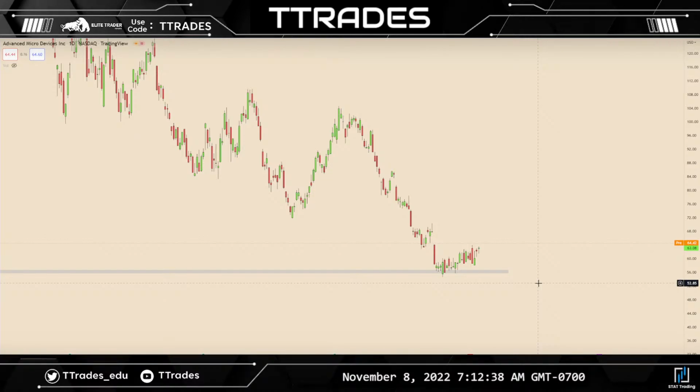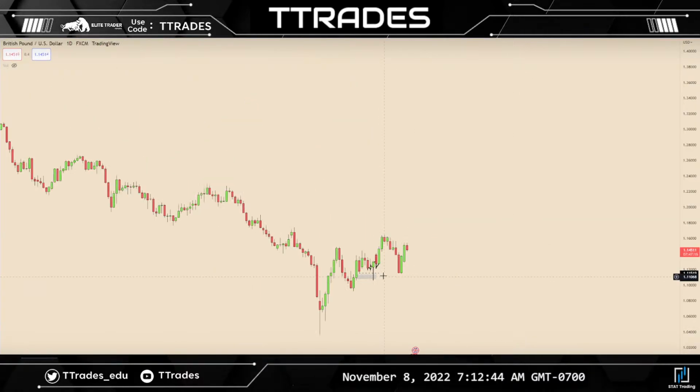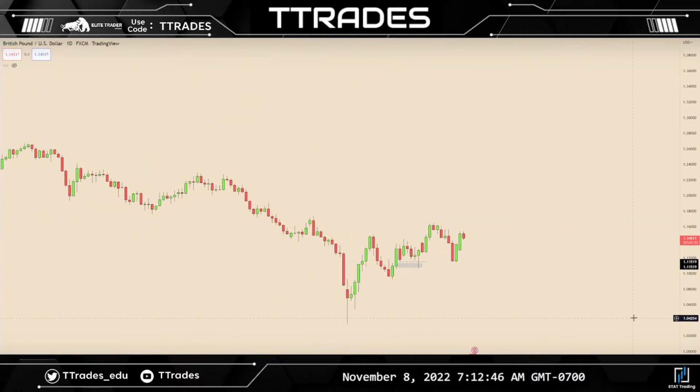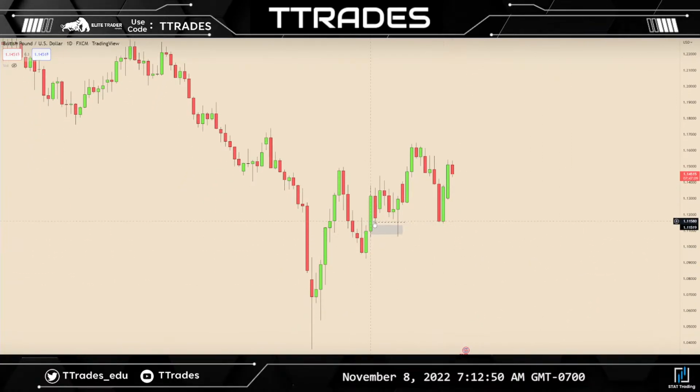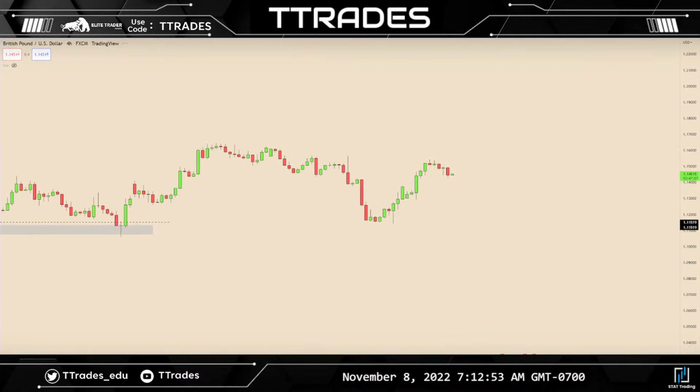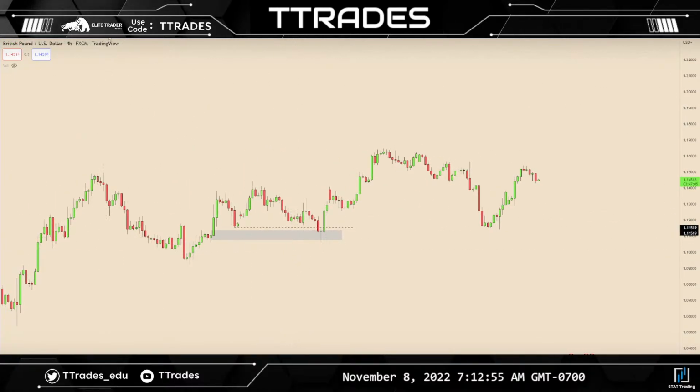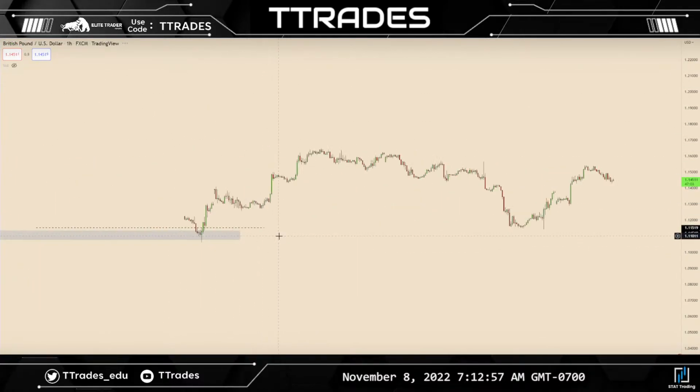Broadening formation is not something ICT teaches. USD. Oh, nice. Previous analysis, you can see it ran a low. This looks like a 4-hour fair value gap. Maybe 1 hour. Might have been that order block.